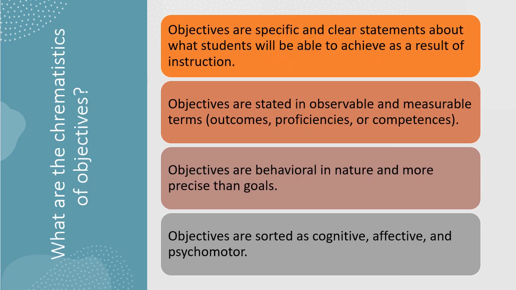The third level is objectives. What are the characteristics of objectives? Objectives are specific and clear statements about what students will be able to achieve as a result of instruction. Objectives are stated in observable and measurable terms. Objectives are behavioral in nature and more precise than goals. Objectives are sorted as cognitive, affective, and psychomotor.